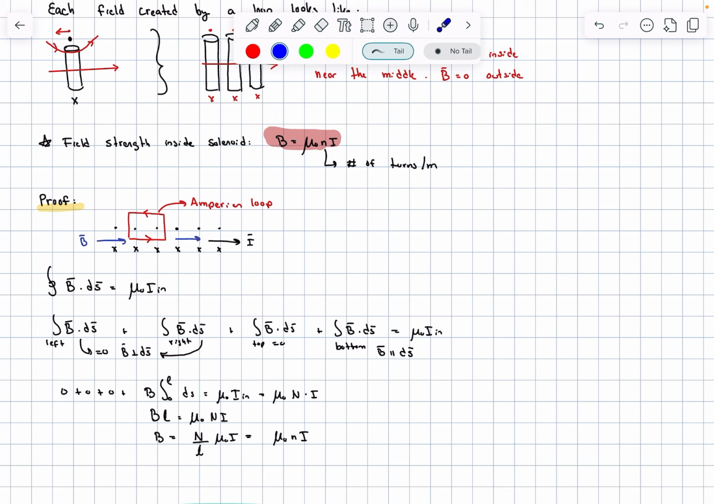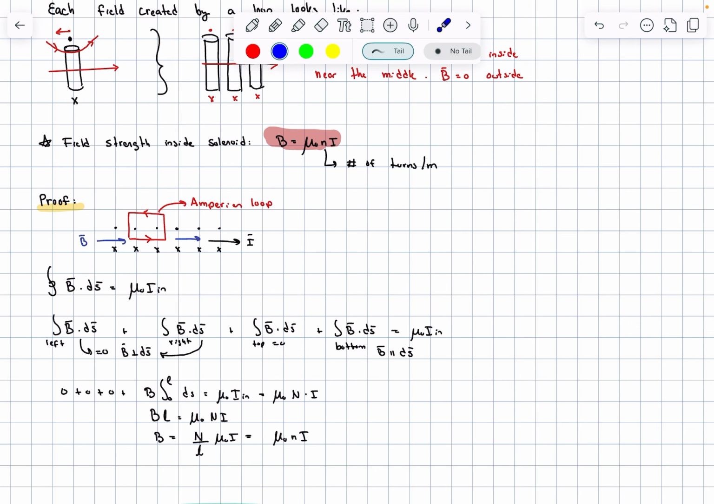Now we know that the integral for the left one is B dot ds, where B and ds are perpendicular to one another, because the path here is going in this direction, which is again perpendicular. So the cosine of 90 is equal to 0, and then this is 0. Same thing goes for the right, because they are perpendicular to one another, this integral is equal to 0. As for the top, there is no magnetic field here, which means this is equal to 0. The only one that matters is the bottom one.